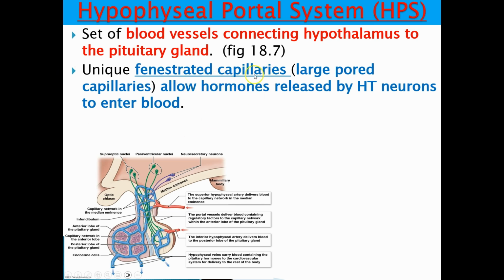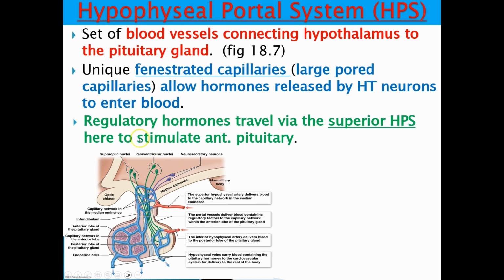And so it's important to note that the hypophyseal portal system consists of fenestrated capillaries. And this is what's going to allow the hormones to be released by the hypothalamic neurons and to actually enter into the blood. It doesn't even need to be the hypothalamic neurons. It can just be hormones coming out of the hypothalamus, those regulating hormones as well. All right, so regulatory hormones are going to travel using the superior hypophyseal portal system. So HPS stands for hypophyseal portal system, as you see, I've abbreviated it there. And that's what's going to stimulate the anterior pituitary.